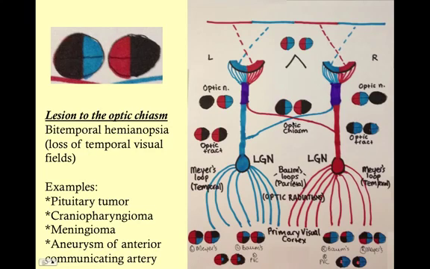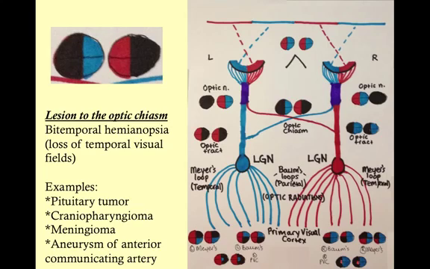Now, where the optic chiasm is anatomically plays a big role in what causes bitemporal hemianopsia. The optic chiasm sits right next to the pituitary. So any kind of large pituitary tumor is going to cause optic chiasm lesions. The optic nerve and optic tract up until the LGN are covered by meninges, so a meningioma can also cause a bitemporal hemianopsia, and then craniopharyngioma as well can also cause bitemporal hemianopsia.